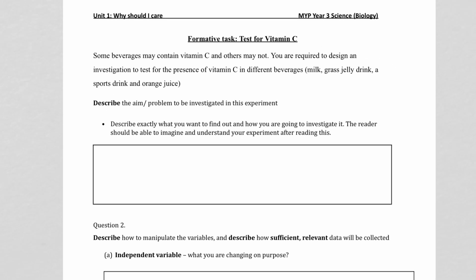So the first part is describing the aim of the experiment. You need to say what you need to find out, and how you're going to find it out: what and how. You should be able to understand the experiment clearly after reading this. You do not need to include any procedure here, but you want to say what you want to find and how you are going to find out briefly. So there's two pieces of information here, what and how.